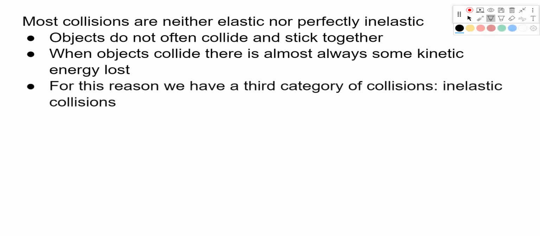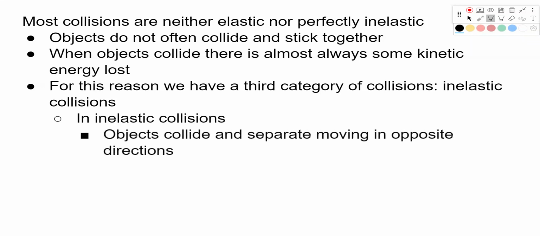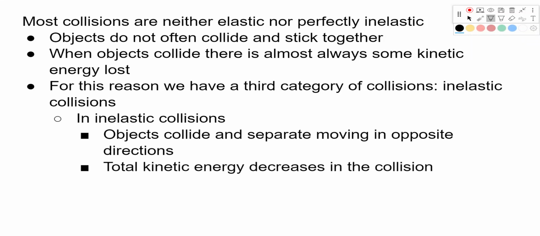So we have a third category of collisions, which would be simply an inelastic collision. It's not perfectly inelastic, but it is inelastic. In these inelastic collisions, objects collide and then they do separate, so they still move, usually in opposite directions. But there's still a decrease in total kinetic energy during the collision.